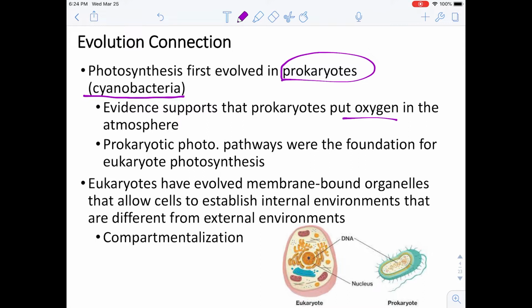And then because oxygen, by the way, is a waste product in photosynthesis, as these little cyanobacteria were doing that process, they released the oxygen into the atmosphere.